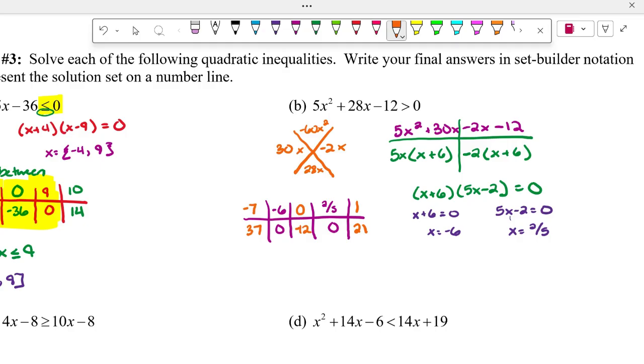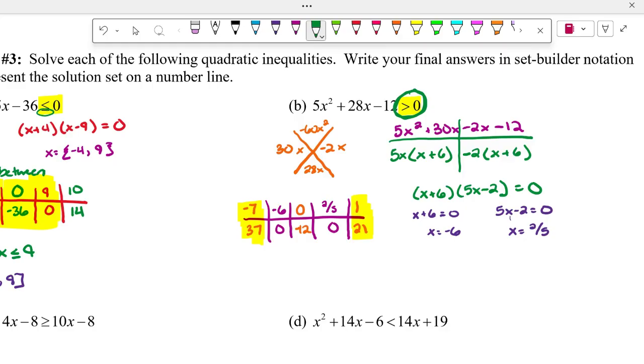So we're looking for numbers that are greater than 0. So which would be my solution sets? 1. What else? Negative 7. 2/5 is not my solution set. Why? No, not because it's a fraction. It's because it's not equal to 0. Right here, it says only greater than. We don't want equal to.